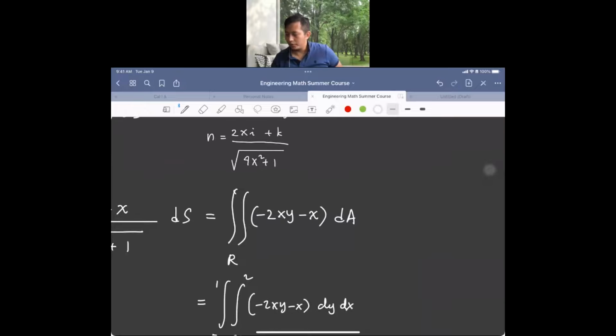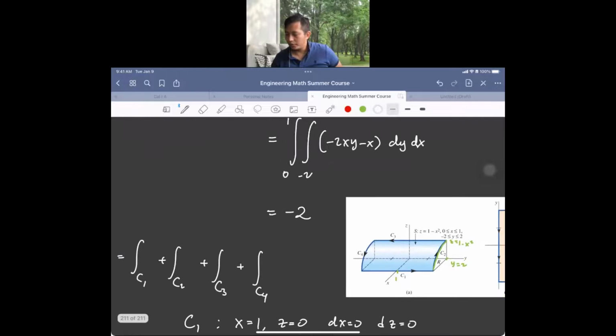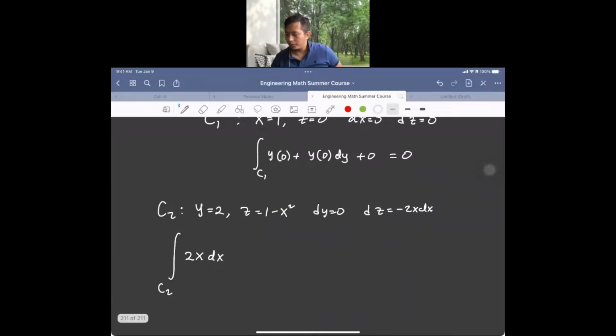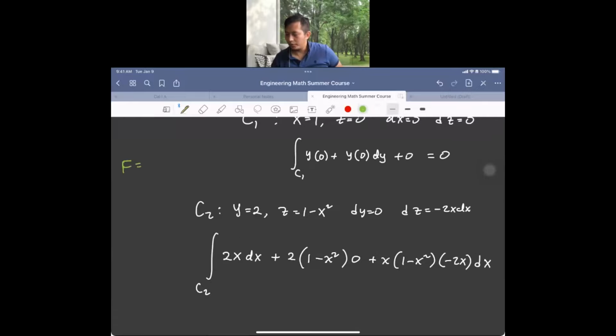So we need to just verify these equations here. Okay. So 2x dx plus 2, 1 minus x squared, and 0, and plus x, 1 minus x squared, minus 2x dx, right? Let me remind you of the f, x, y, I also forgot what the f is. Let me just write it here.